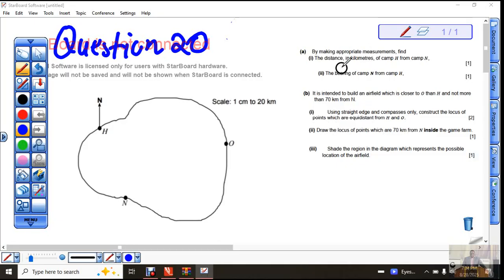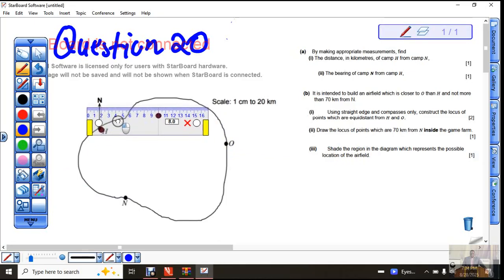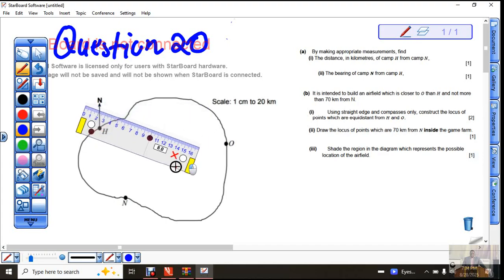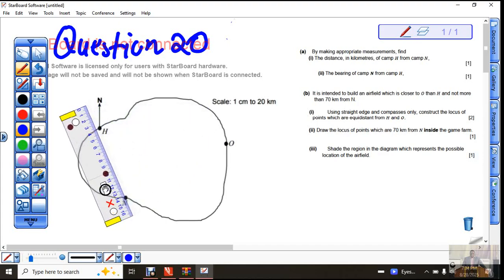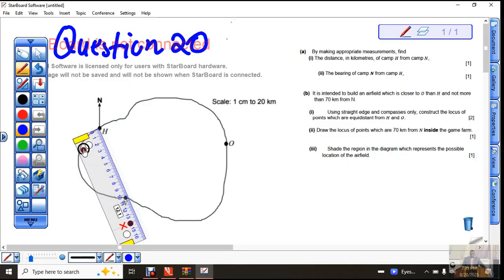But let's take it from the top. By making appropriate measurements, find the distance in kilometers of H from N. Your measurement will be you grabbing a ruler, and you are going to be measuring the points. I'm just taking my ruler around here. Maybe I should just start it off at 0, and you're going to measure, and whatever you get will be the distance over there.